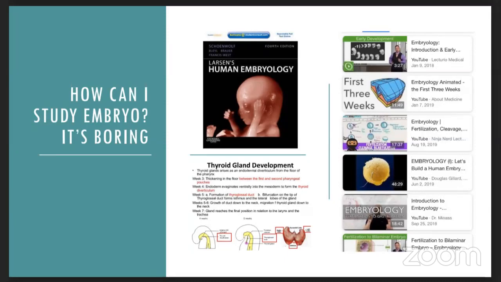So use different things, use different resources. Don't use the book alone, right? Remember, by the time the book is published, it's already outdated. So use other resources. Look on SlideShare. Look at the different lectures which other people have written. Look for videos to try and bring the whole thing to life, to allow you to visualize, because the ability to visualize these things is very important in embryology as well as anatomy.